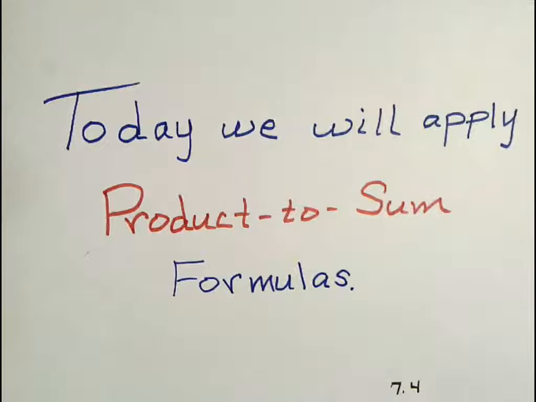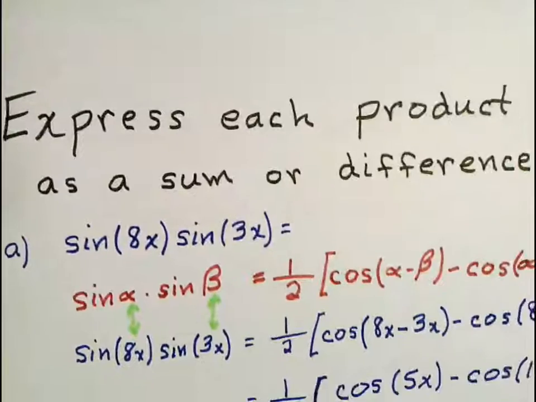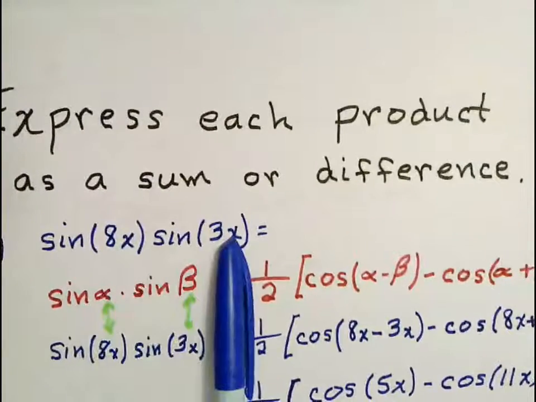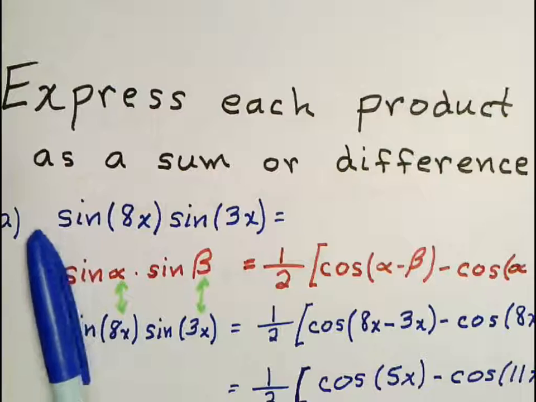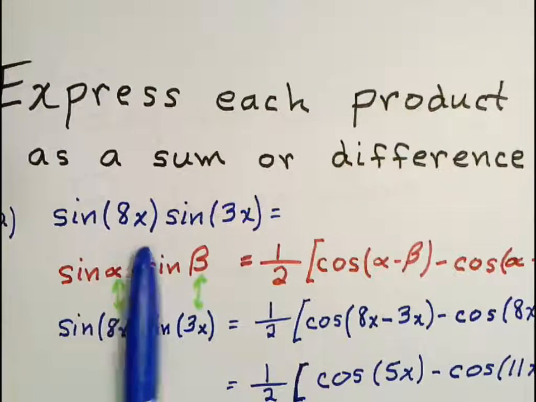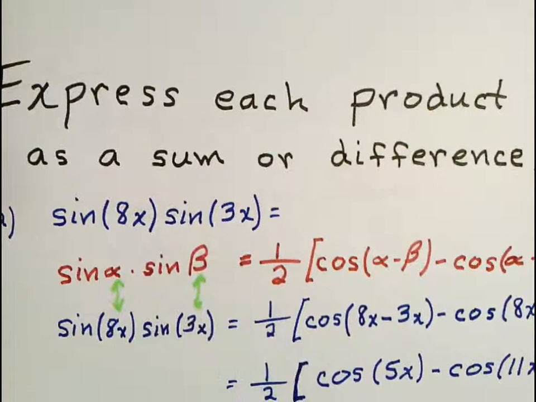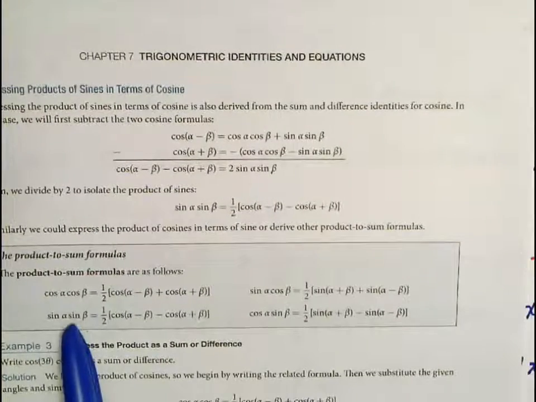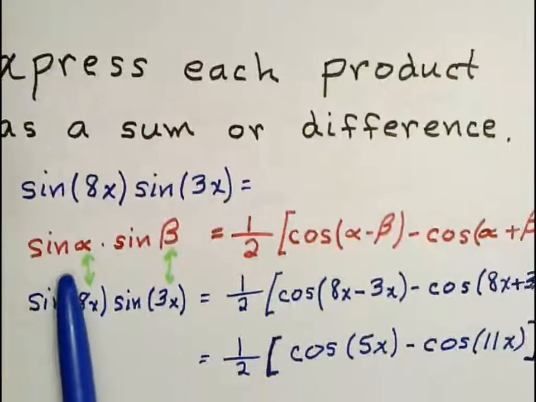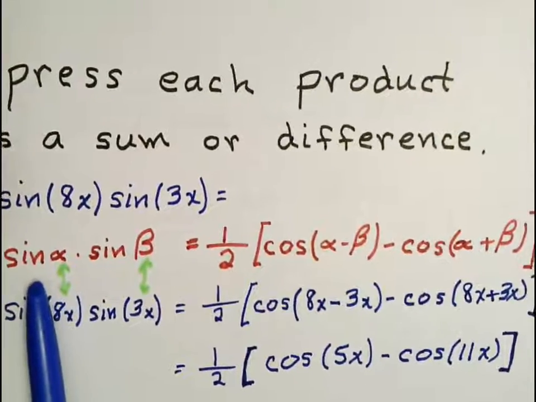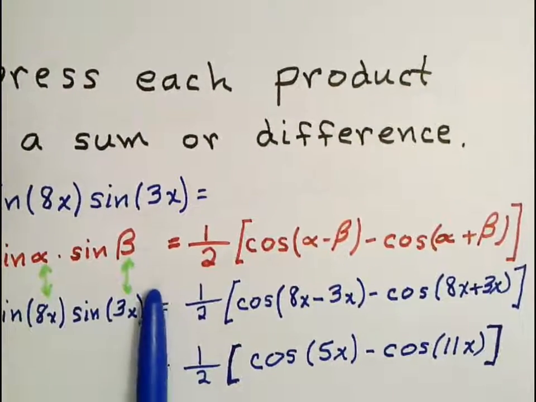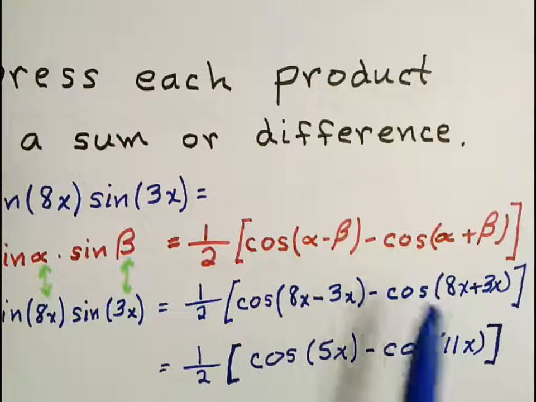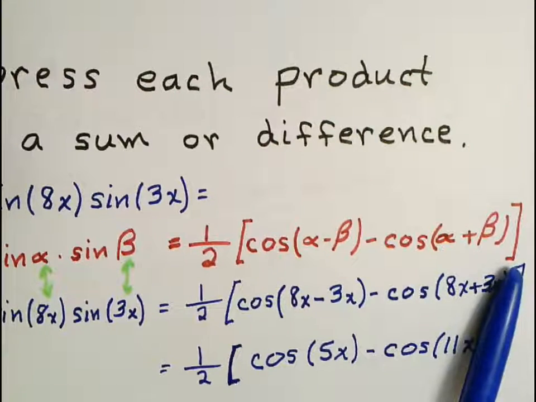So let's look at one together. It says express each product as a sum or difference. And we have here sine of 8x times sine of 3x. So we come over here to our product to sum formula. You see, a sine times a sine, and this is our formula. So I wrote the formula out. The sine of alpha times the sine of beta is equal to 1/2 times the quantity cosine of alpha minus beta minus cosine of alpha plus beta.